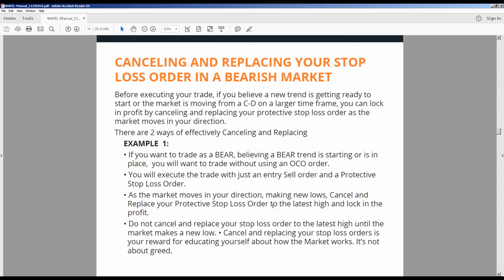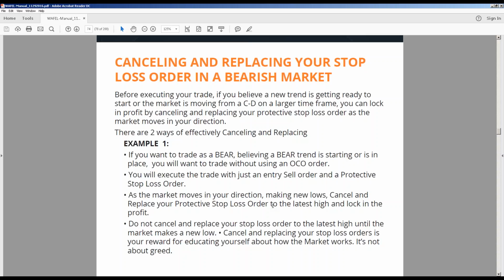If you want to trade as a bear, believing a bear trend is starting or is in place, you will want to trade without using a one cancels the other order. You'll execute the trade with just an entry sell order and a predicted stop loss order. As the market moves in your direction, making new lows, cancel and replace your predicted stop loss order to the latest high and lock in the profit.